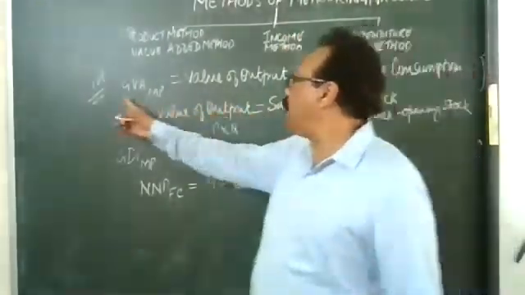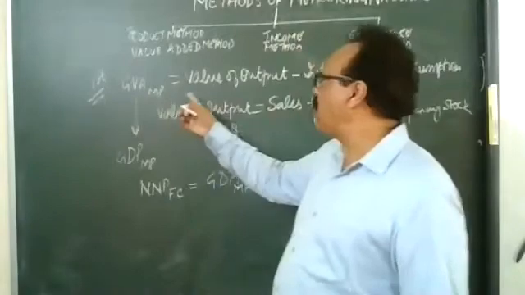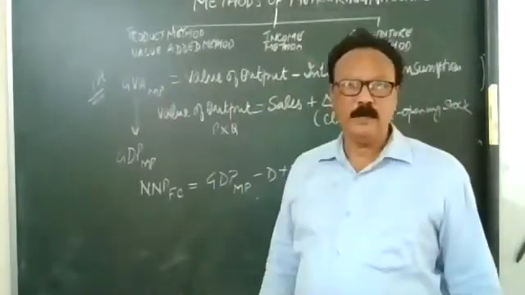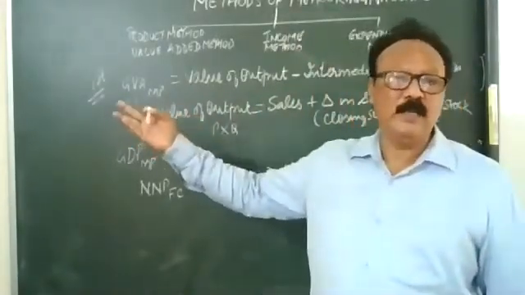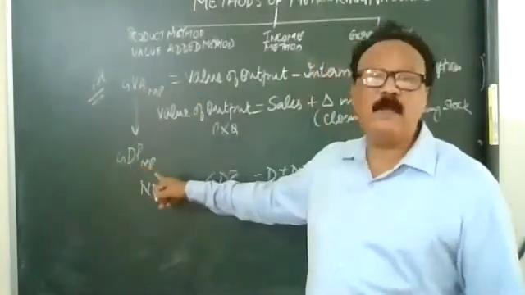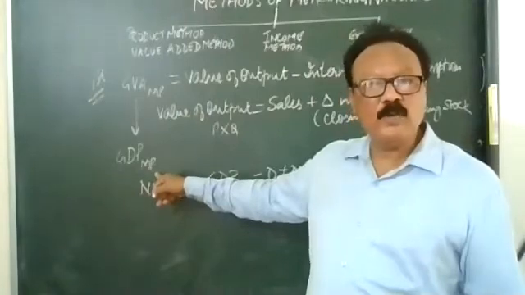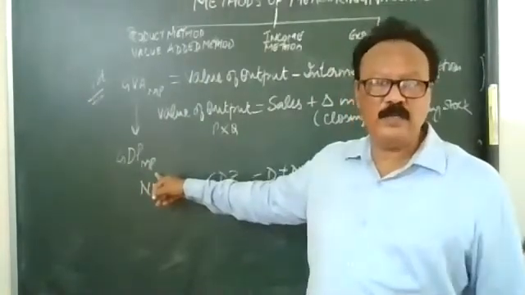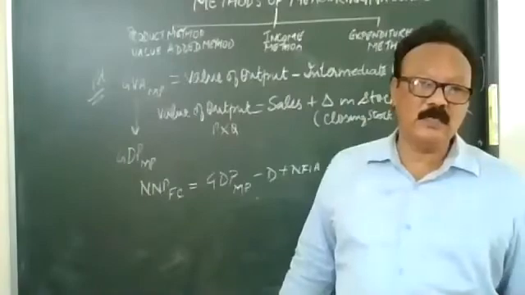So after we have obtained the value of GVA at market price by this formula, GVA at market price means the same as gross domestic product at market price. So what is gross domestic product? If you look into your definition, it is the money value of all the goods and services.